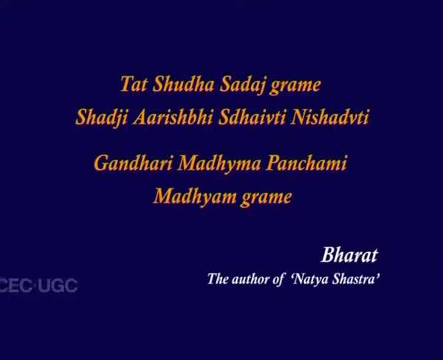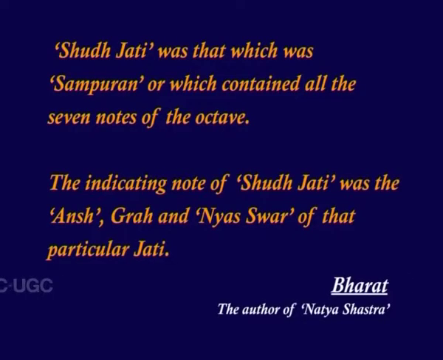Bharat, the author of Natya Shastra, has mentioned: Tat Shuddha Shadaj grame, Shadji Arishbhi sa Devati Nishadvati, Gandhari Madhyama Panchmi, Madhyam grame. Now the question arises, which jatis were Shuddha and how were the Vikrit jatis formed? According to Bharat, Shuddha jati was that which was Sampurna, or which contained all the 7 notes of the octave.